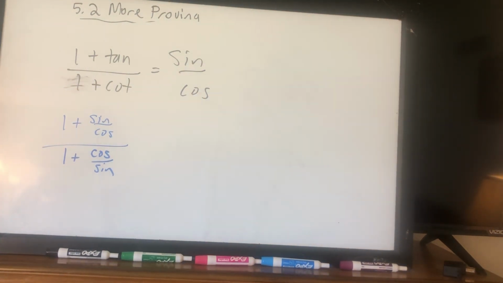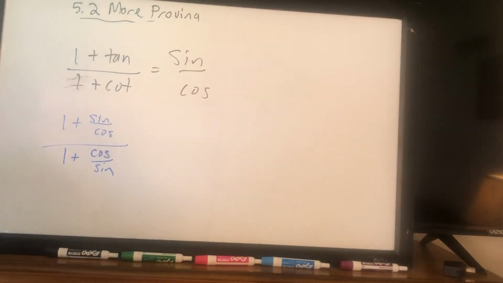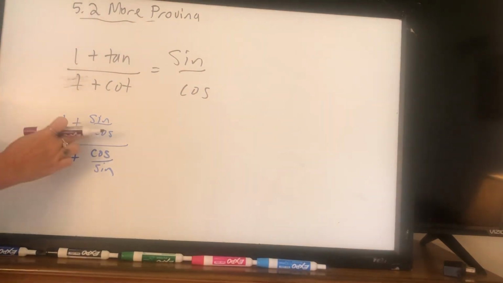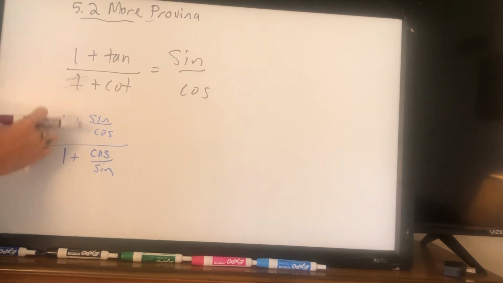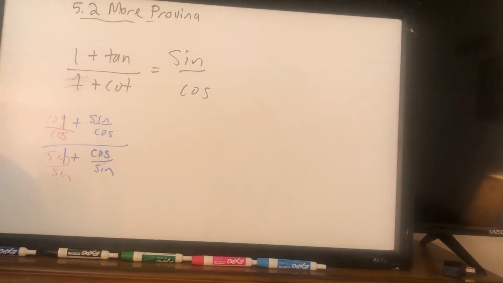Now, in order to smush it together, because we're going to have to in order to make this side look like that, we need a common denominator. Up top, I'm going to cheat it right here because it's just a 1, guys. If this is cosine in order to add together, what's the top going to become? Cosine, right? Because cosine over cosine is 1. Down here, we need our common denominator to be sine, so that's going to make the top be sine over sine. Okay?